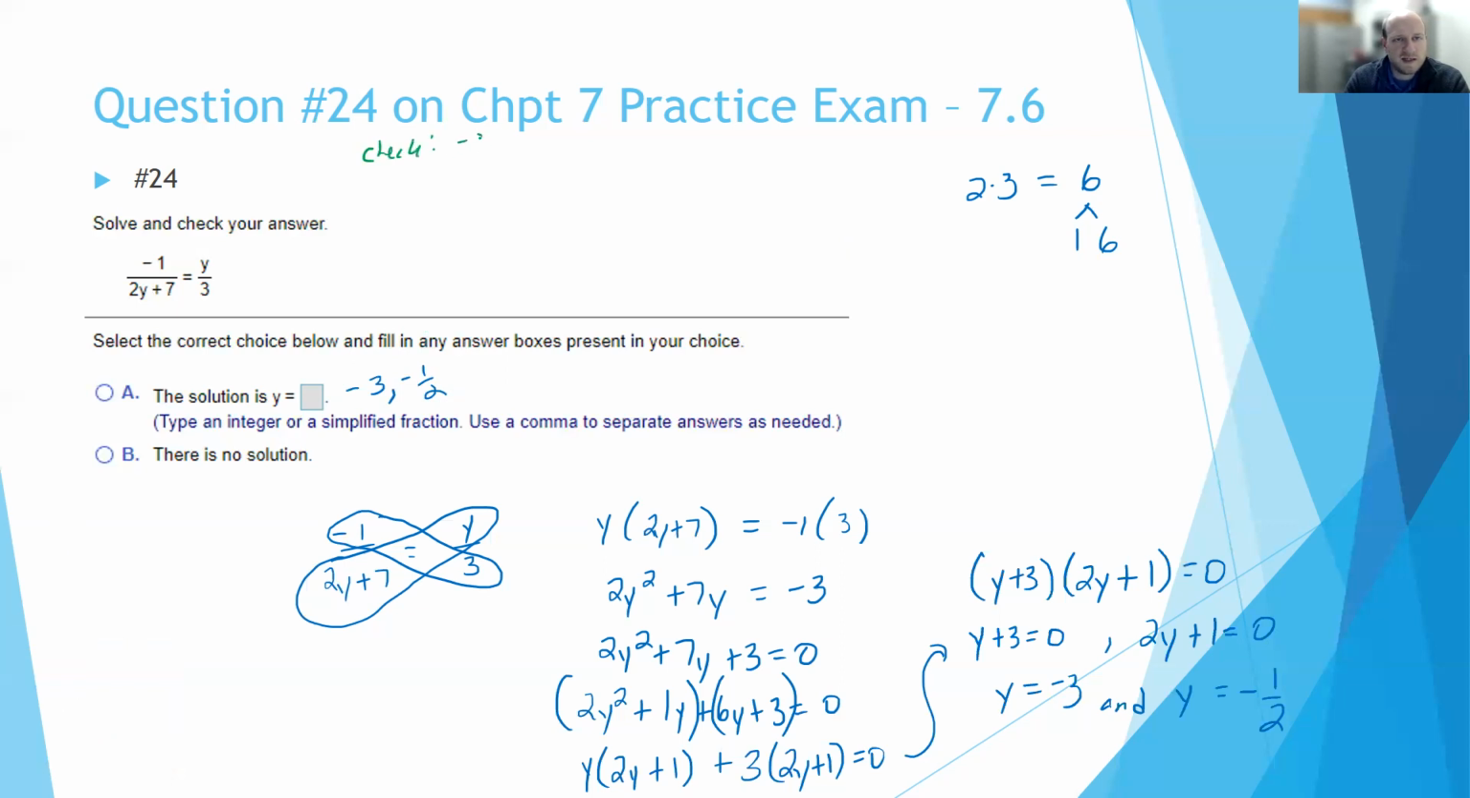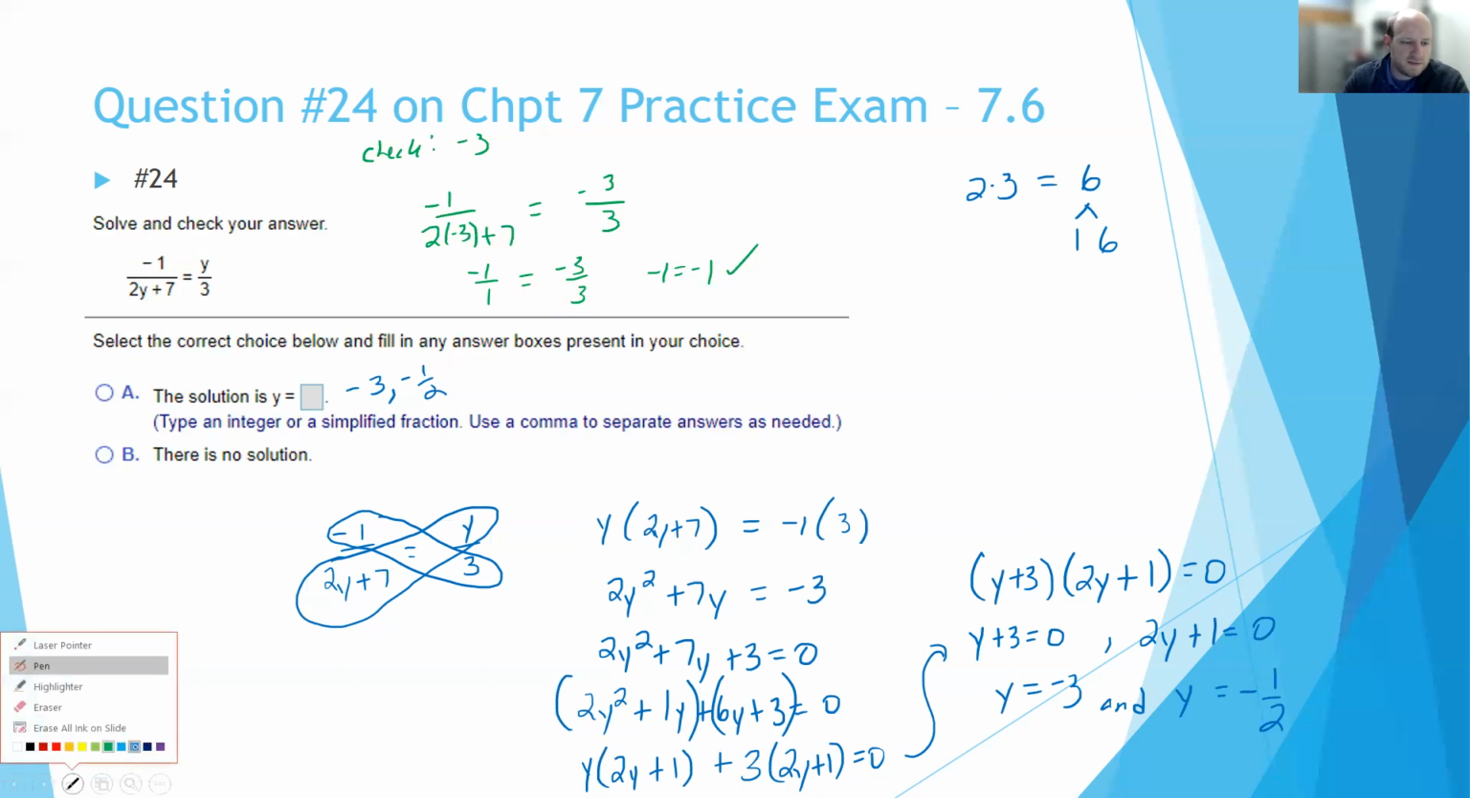okay, let's check the -3 first. So I'm going to take that and I'm just simply going to plug it in for where I see the y value there. And I have -1 over, this is 2 times -3 is -6. -6 plus 7 is 1. So I have -1 over 1. -3 over 3, both of those are equal to -1. So that checks out. So -3 is a solution here.